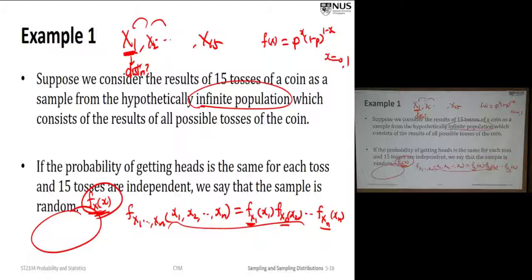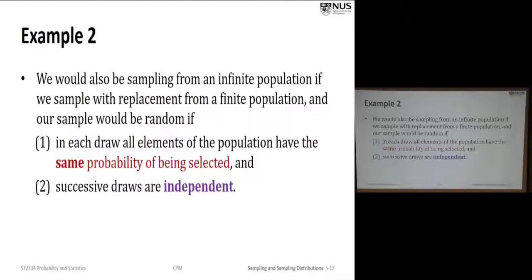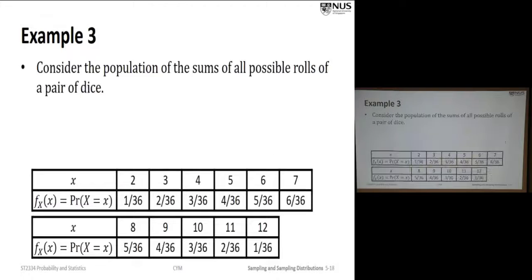So we'll come back to this. Let's look at another example. This is what I just mentioned. For each draw, all the elements of the population have the same probability of being selected, and successive draws are independent. So they have the same distribution, and they are independent. So here is another example.